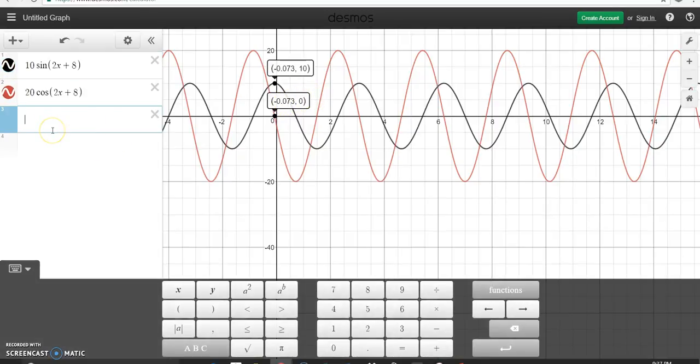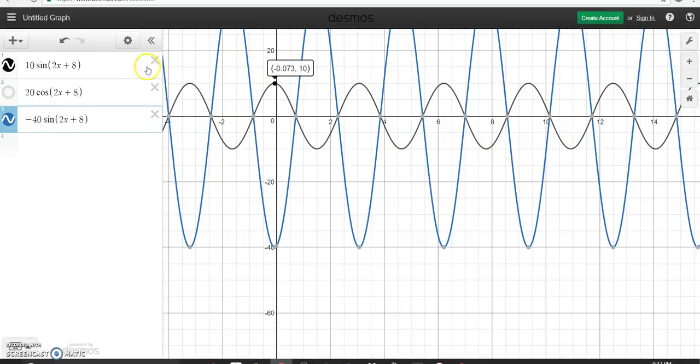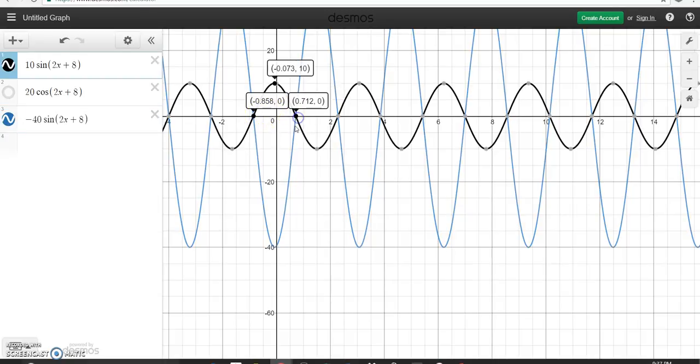And I'm going to go ahead and plot -40 sine of 2x plus 8, and remove the first derivative. I don't need that anymore. What we're arguing is that anywhere the second derivative is 0, there's an inflection point. And that clearly seems to correspond to a point where our original function, 10 sine 2x plus 8, goes from concave down to concave up. So there's one at -0.858, and there's one at positive 0.712.